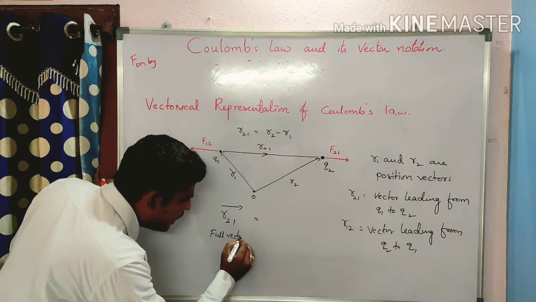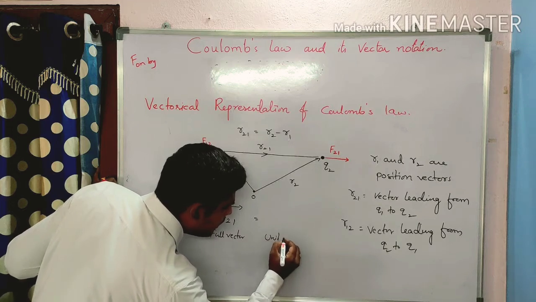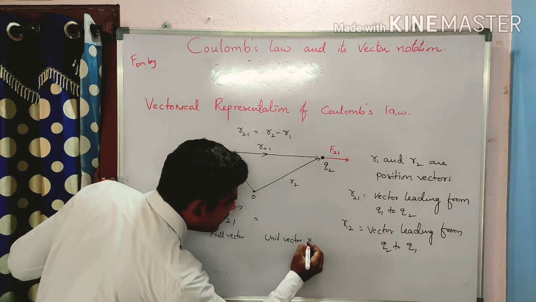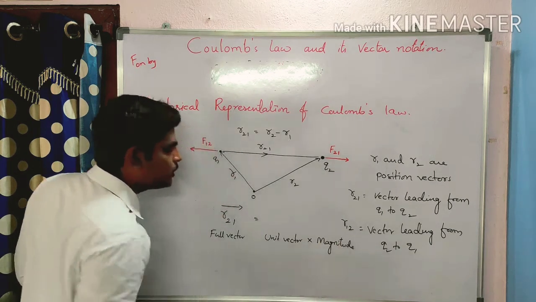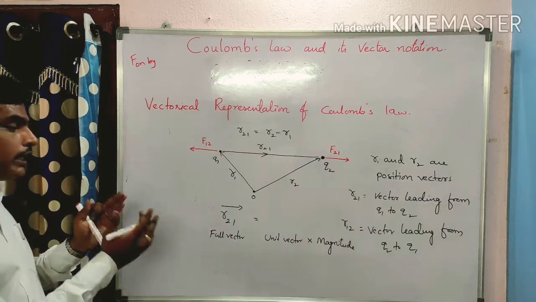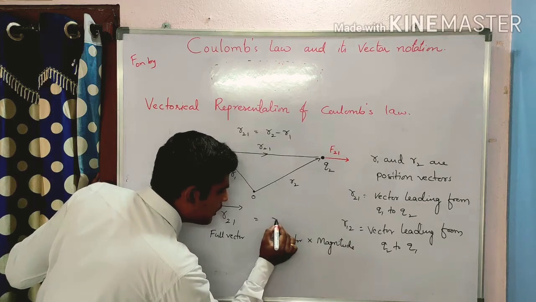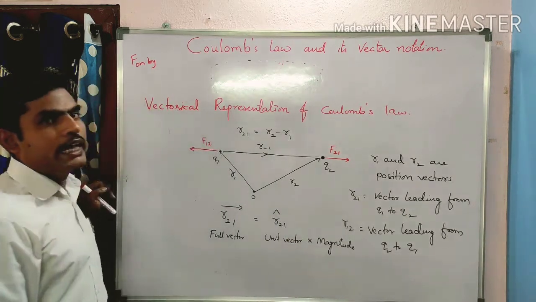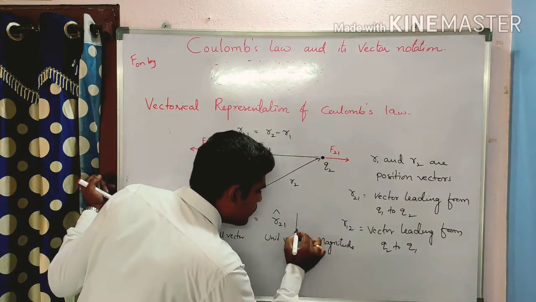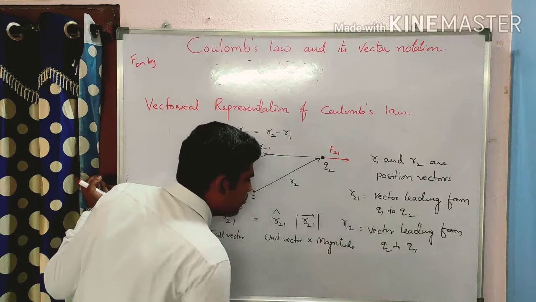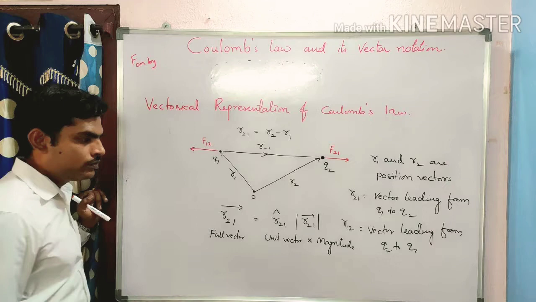A full vector can be written as the product of a unit vector and its magnitude. ఎప్పుడైనా సరే ఫుల్ వెక్టార్ ఎట్లా రాయొచ్చు, మనం ఒక యూనిట్ వెక్టార్ అండ్ మాగ్నిట్యూడ్ ప్రోడక్ట్ గా ఒక ఫుల్ వెక్టార్ రాస్తాం. So R21 is a full vector. I write this one as a unit vector, R21 unit vector, R21 cap. R21 cap is the R21 unit vector and magnitude of this one, R21 vector యొక్క magnitude. So a full vector can be written as R21 cap times R21.